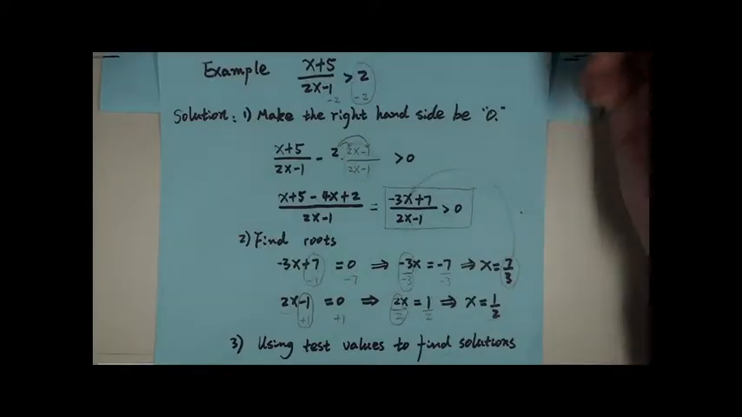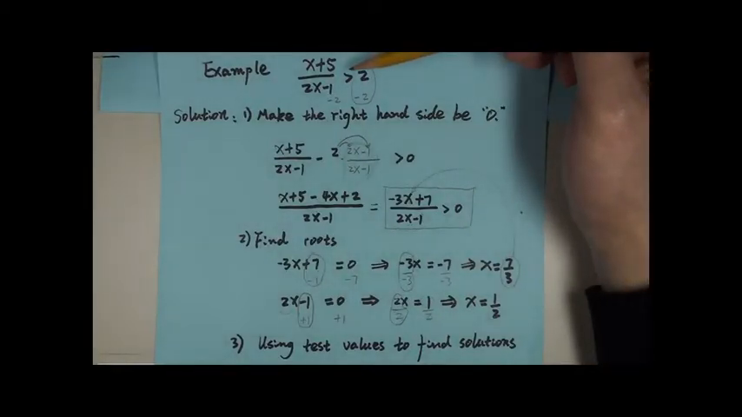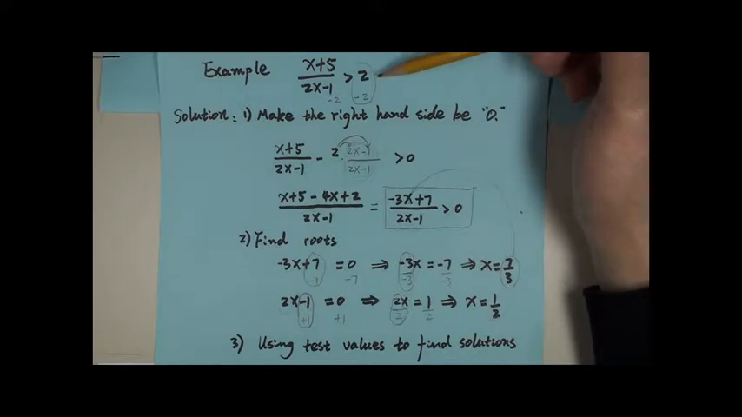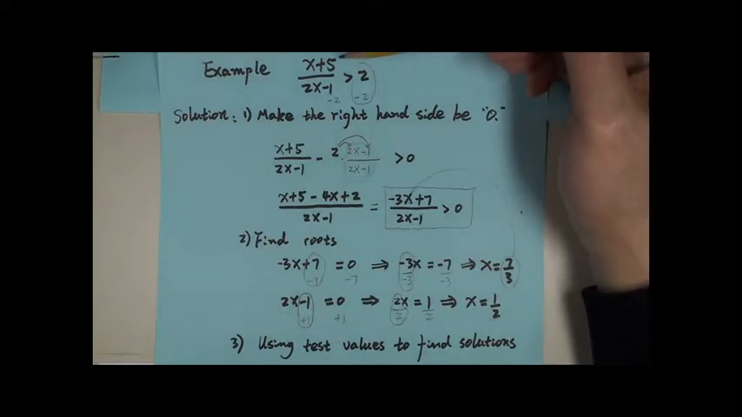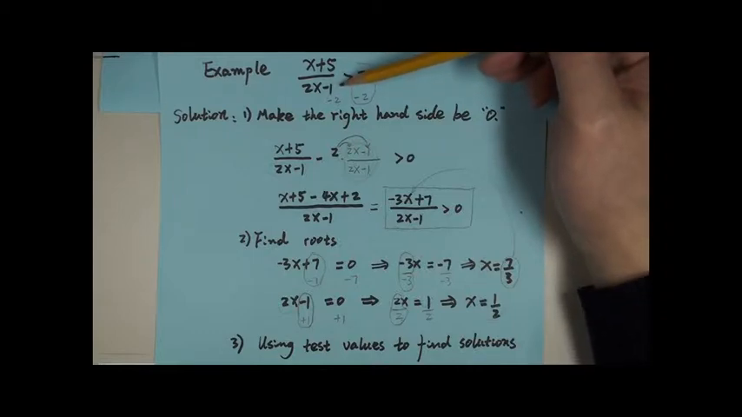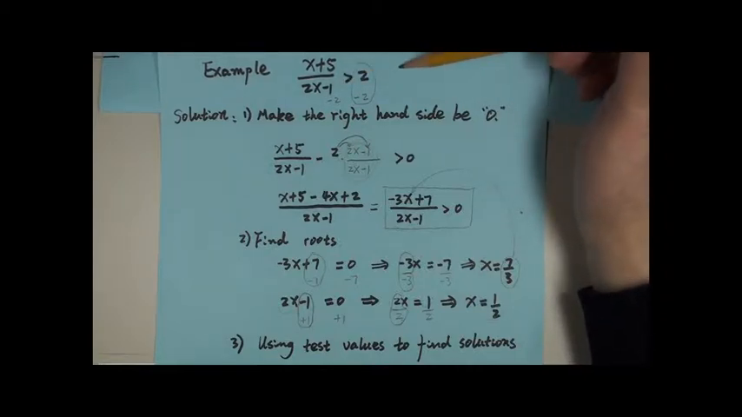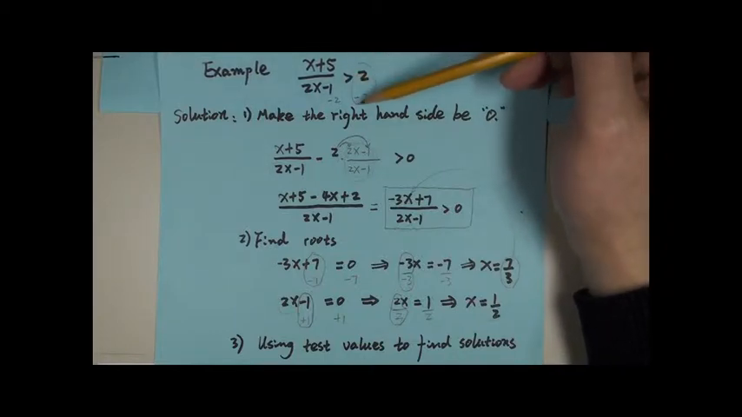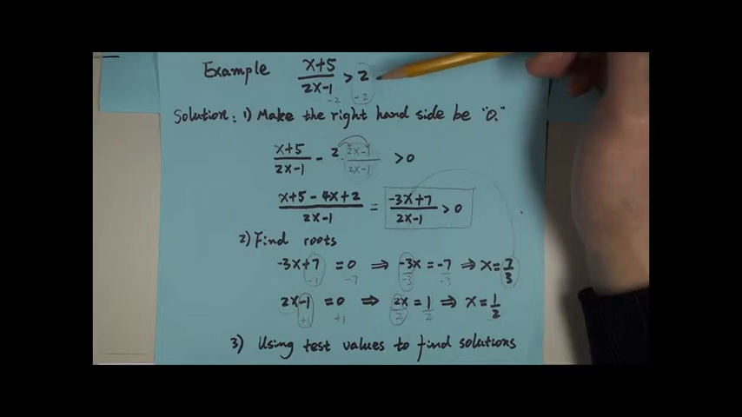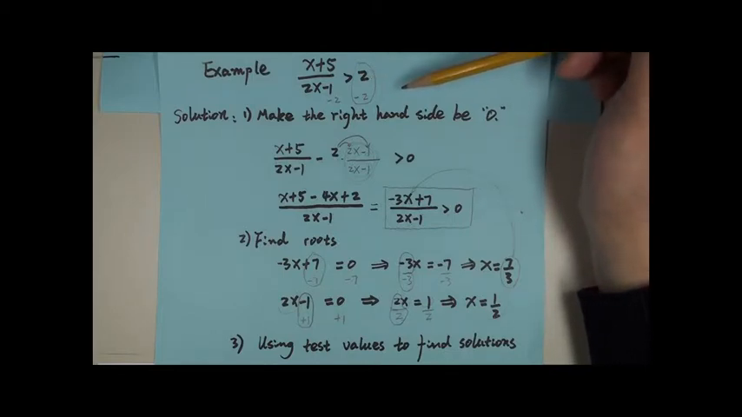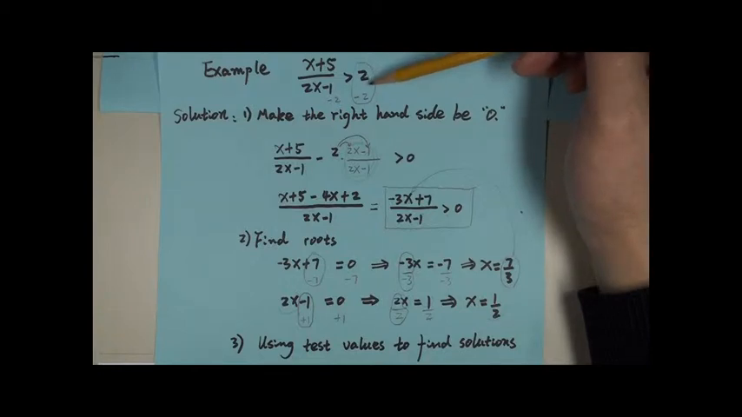Now, let's look at this inequality. This is (x plus 5) divided by (2x minus 1), which is greater than 2. And this time the right hand side is 2, no longer 0. So for this one, we need to make the right hand side be 0.